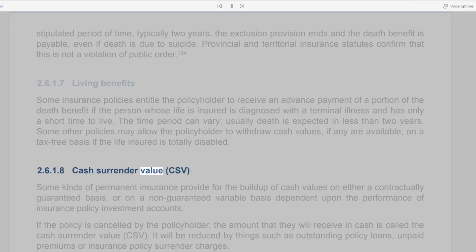2.6.1.8 Cash Surrender Value, CSV. Some kinds of permanent insurance provide for the buildup of cash values on either a contractually guaranteed basis or on a non-guaranteed variable basis dependent upon the performance of insurance policy investment accounts. If the policy is cancelled by the policyholder, the amount that they will receive in cash is called the Cash Surrender Value, CSV. It will be reduced by things such as outstanding policy loans, unpaid premiums, or insurance policy surrender charges.